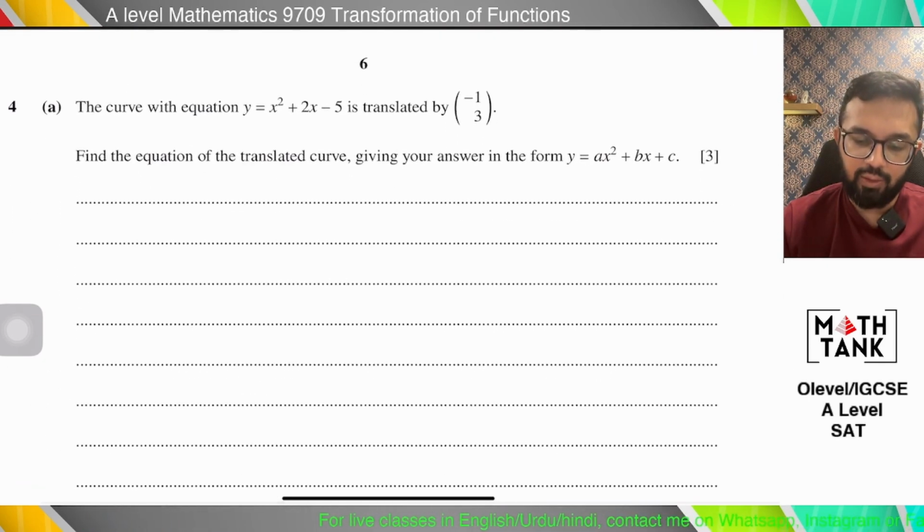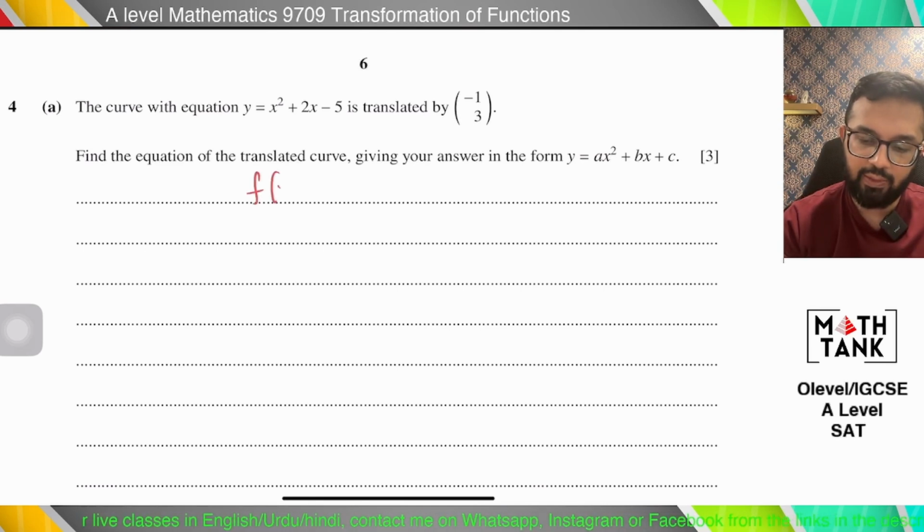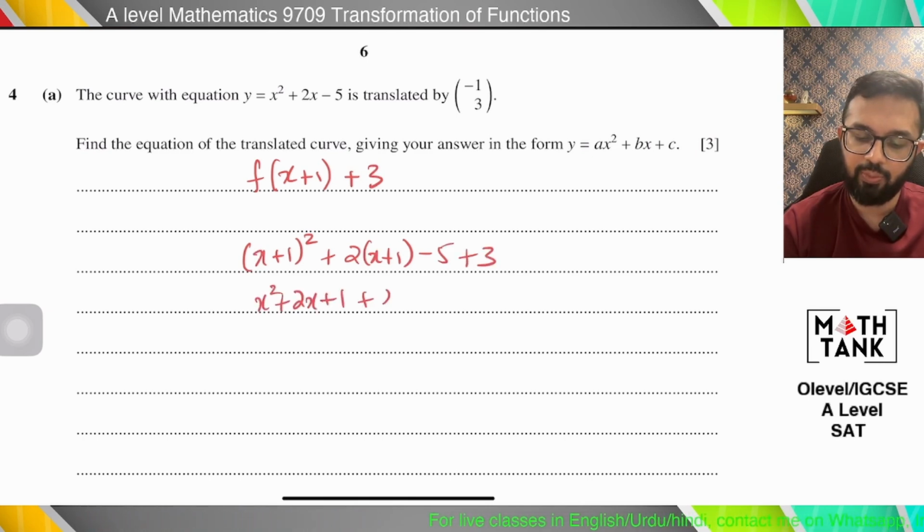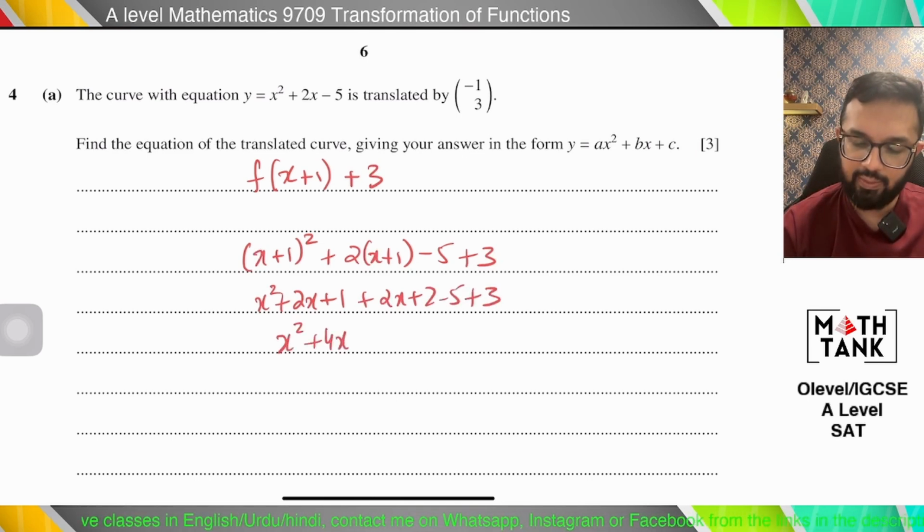Okay, the curve with this, find the equation of the translated curve. First I'm going to write it as this, so x plus 1 and plus 3. Every x will be replaced with x plus 1, and there's going to be a plus 3 at the end. So x squared plus 2x plus 1 plus 2x plus 2 minus 5 plus 3. So x squared plus 4x minus 5.